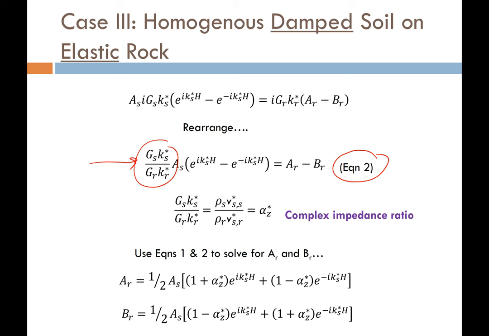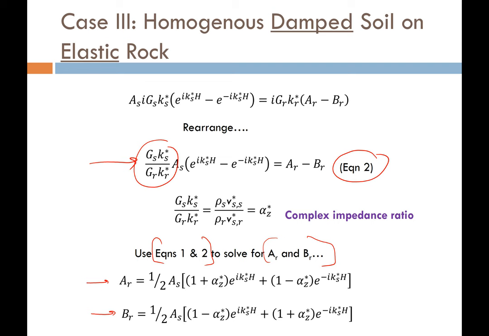So if we substitute and simplify and put this impedance ratio back into the equation, and we use equations 1 and 2 to solve for A_R and B_R respectively, we get a solution for each of those terms. And you see, these aren't nice, pretty solutions. They're kind of tricky.